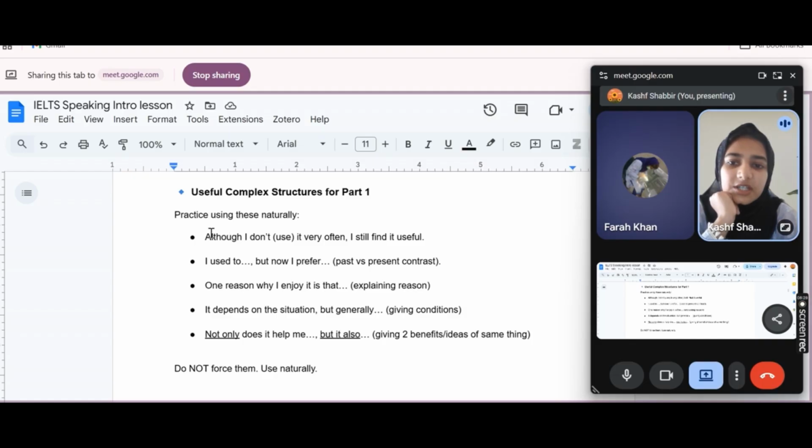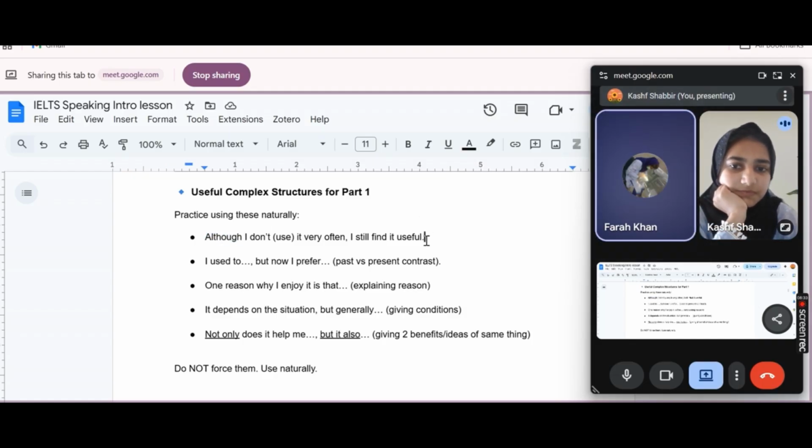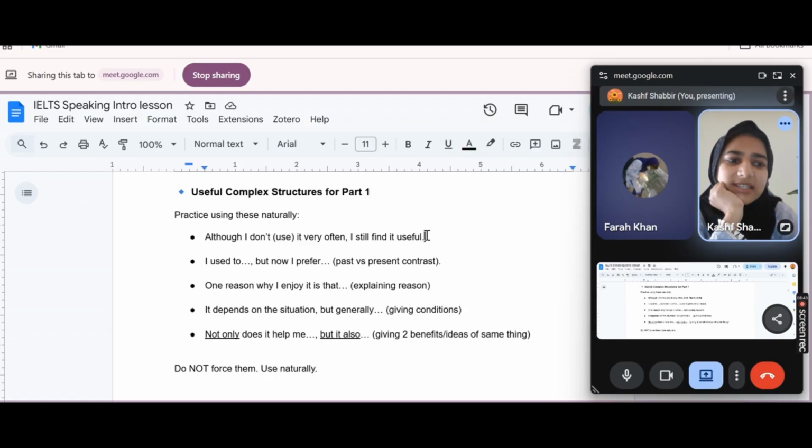The first structure. Can you take a look at the first structure? It says, although I don't use it very often, I still find it useful. Now, what's the reason behind using this structure? Like, what is this whole expression giving?